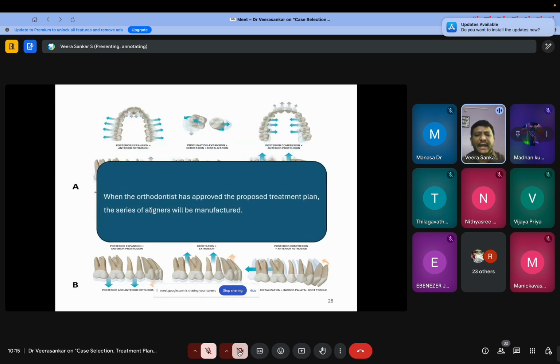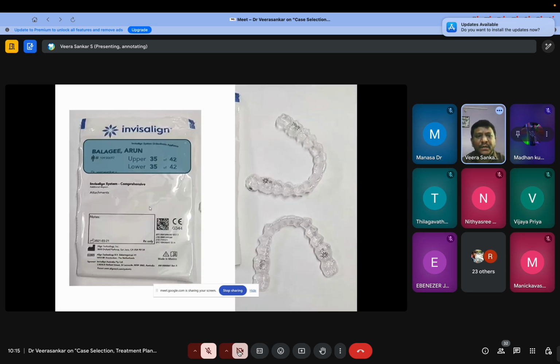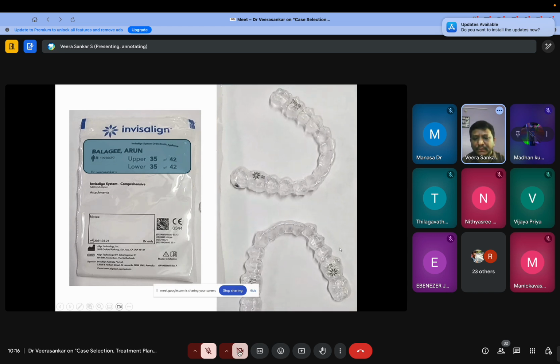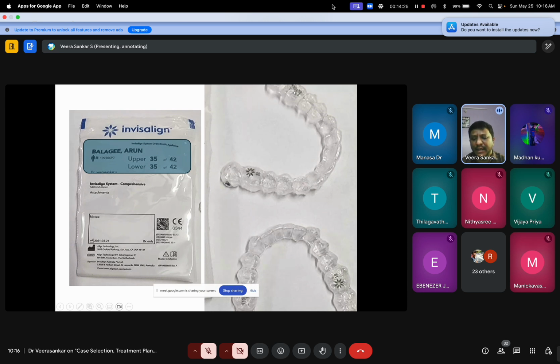So when the orthodontist has proposed a treatment plan, the series of aligners will be manufactured. Each aligner is laser engraved with the patient details like aligner number and arch, either upper or lower arch, for identification. They are then disinfected, packed, and shipped to the orthodontist. So this is an example of an aligner. This patient comprises 42 aligners, out of which this is the 35th set. Can you see here, it is laser engraved with the details. This is the lower set of 35th, and here it is mentioned as upper 35th.